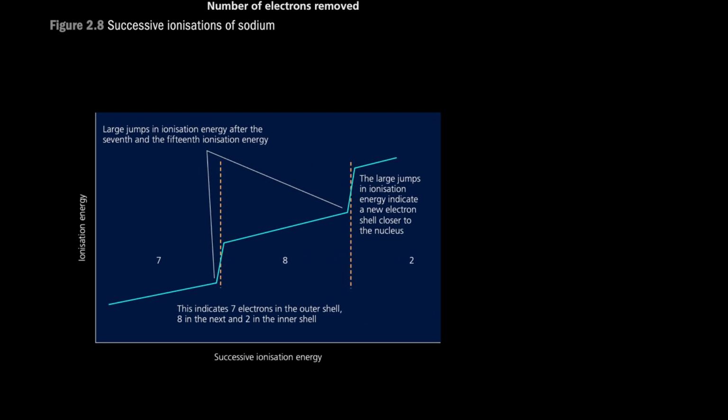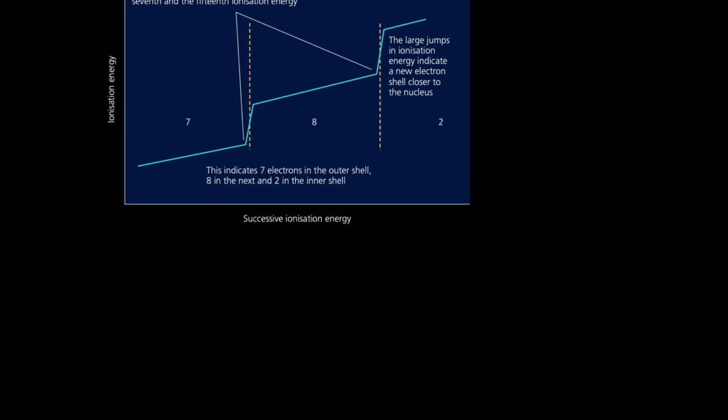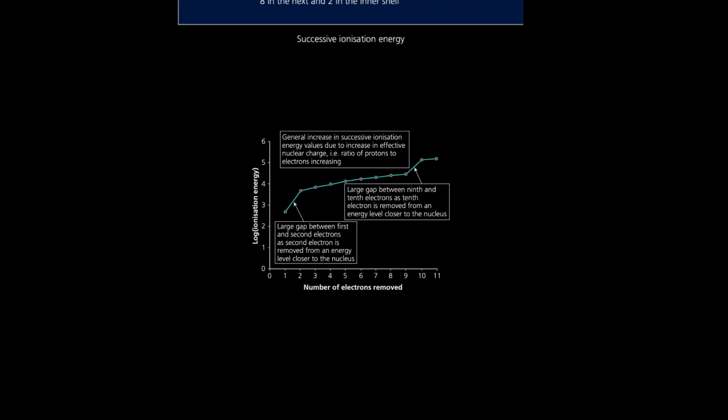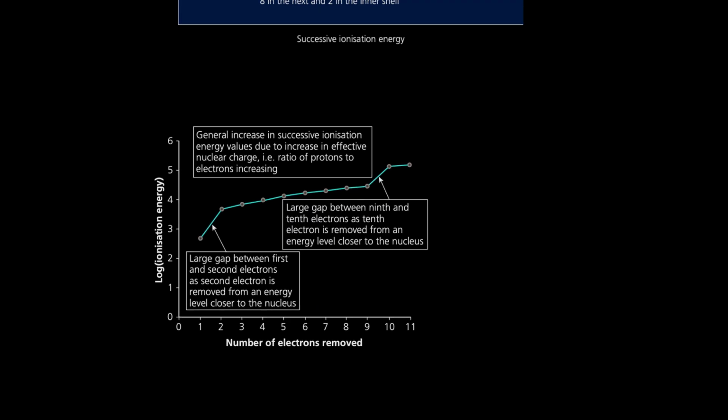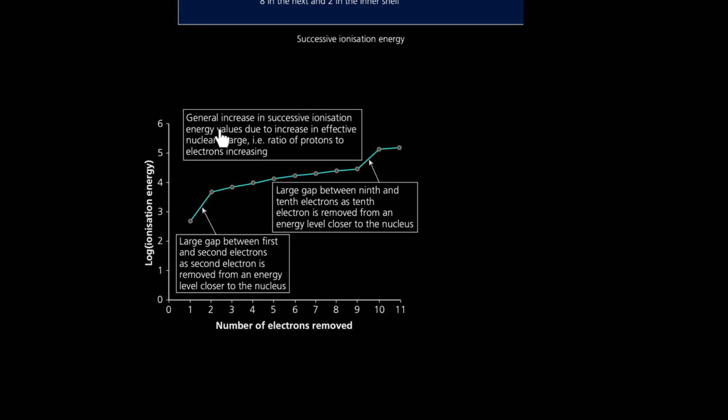See, large jumps in ionization energy after the 7th and the 15th ionization energy. The large jumps in ionization energy indicate a new electron shell closer to the nucleus. I don't know where I took this snippet from, but I took it anyway. See, this is for sodium. The general increase in successive ionization energy is due to the increase in effective nuclear charge. Forget about this for now. It's due to the electrons being removed from a more positively charged ion.